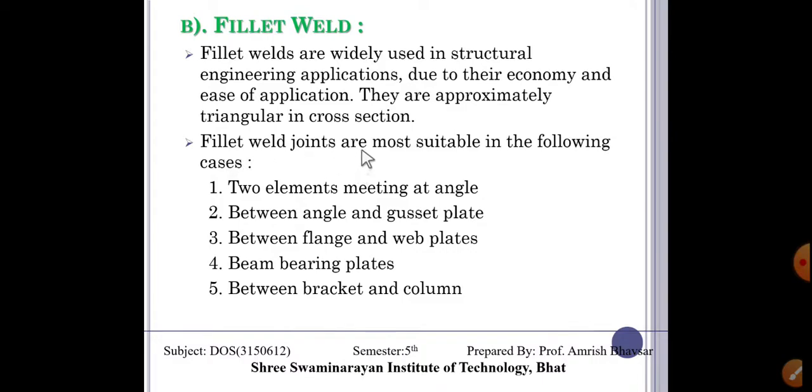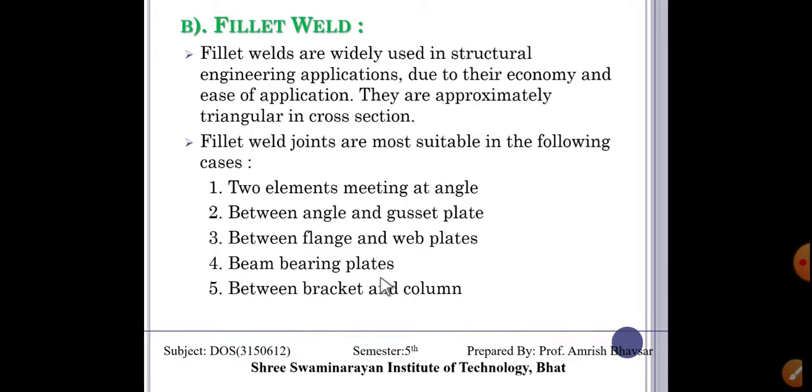Fillet welds are most suitable in the following cases: number one, two elements meeting at an angle, as we discussed; number two, between angle and gusset plate; number three, between flange and web plate. And we know what is flange and what is web. If I discuss the I section, the top and bottom horizontal plates of that I section are called flanges, and the vertical member is known as the web.